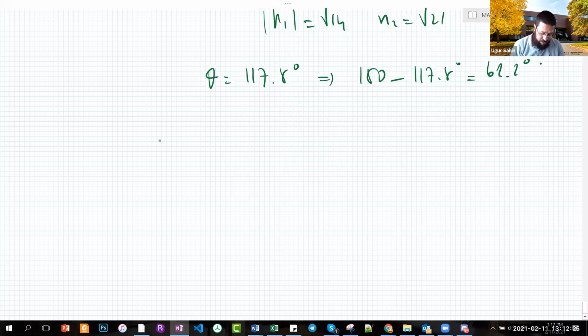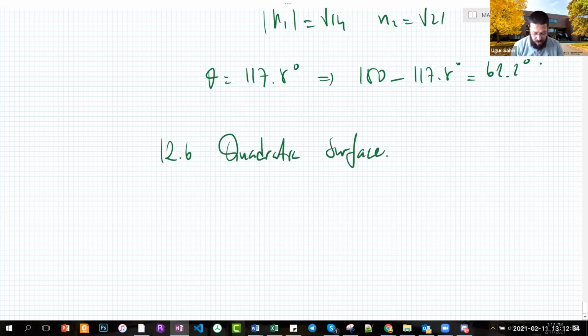Now today, I will start the quadratic surfaces, 12.6, quadratic surfaces.